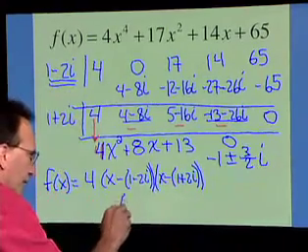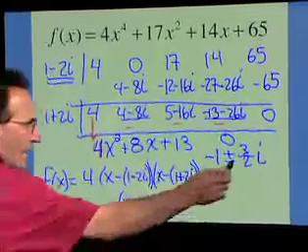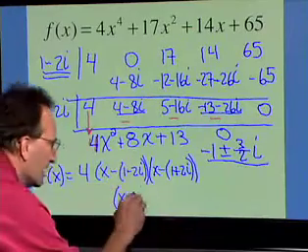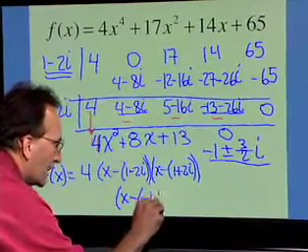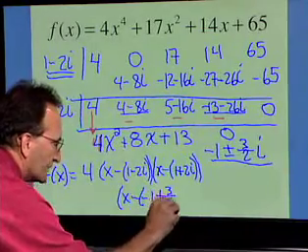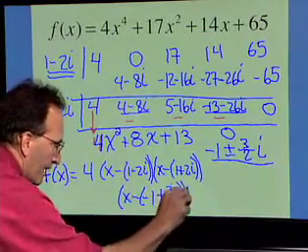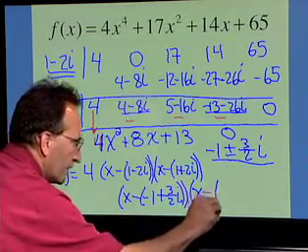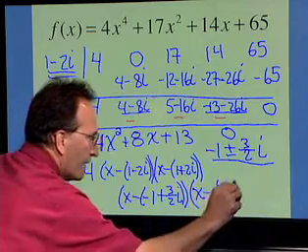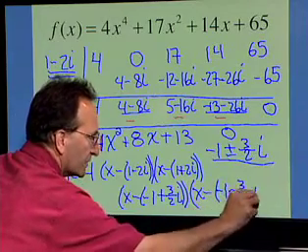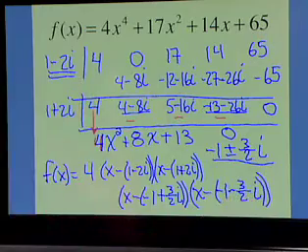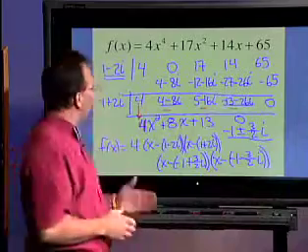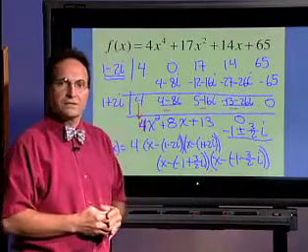But my next factor would be x minus, and I'm going to work with the complex numbers that we got from the quadratic. That would be -1 plus 3/2 i. And my fourth factor would be x minus, parentheses, -1 minus 3/2 i. And that would be the linear factorization of the original problem, f of x.